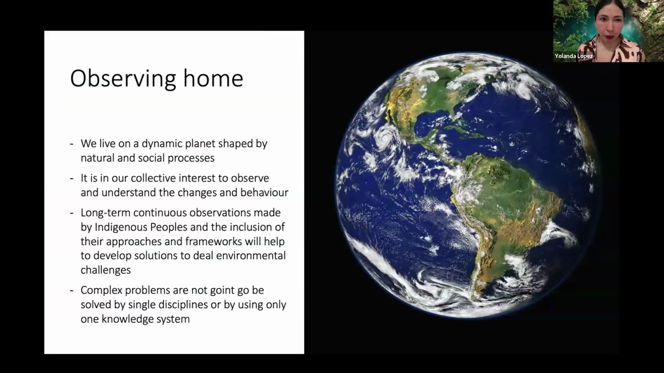So essentially, the message I would like to bring to all of you today is something that we need to start thinking about due to the current environmental challenges, especially affecting water resources. So we all live on this very beautiful and dynamic planet, and all our actions and also natural processes are affecting its own equilibrium. So it's in our interest, all of us as humanity, not only Indigenous peoples, to make sure we understand the changes, the behavior, and also what are the best approaches for dealing with those challenges.